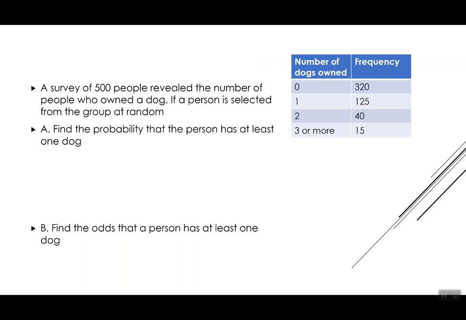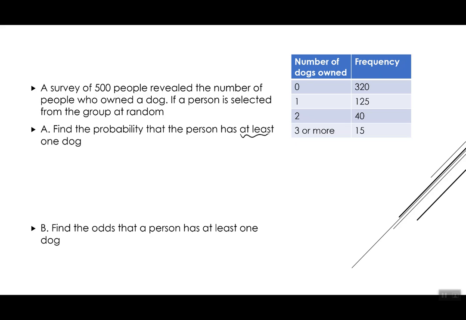Let's look at another kind of example. This one I said a survey of 500 people revealed the number of people who owned a dog. So it tells you if you had 0 dogs, 1 dog, 2 dogs, 3 or more. I totally made this up. But I want to find the probability the person has at least 1 dog. So I'm going to do probability and odds on this one.